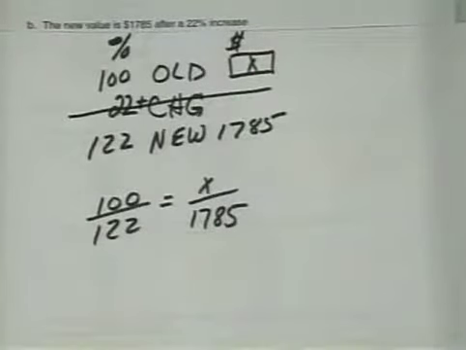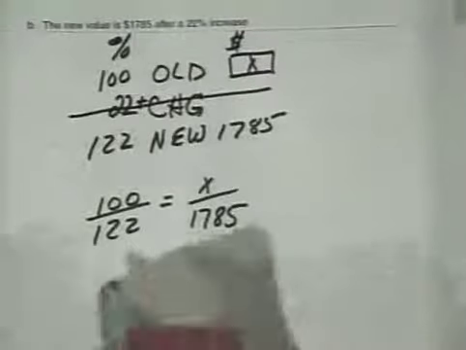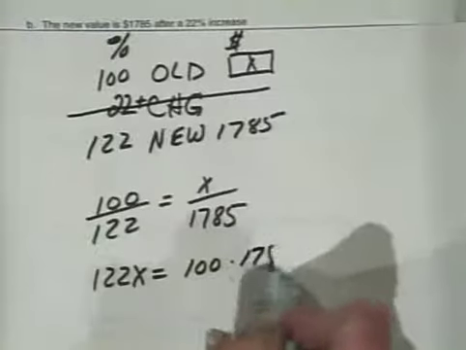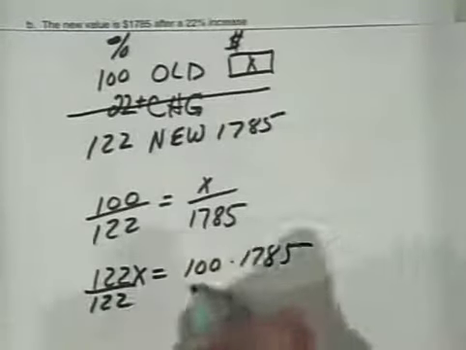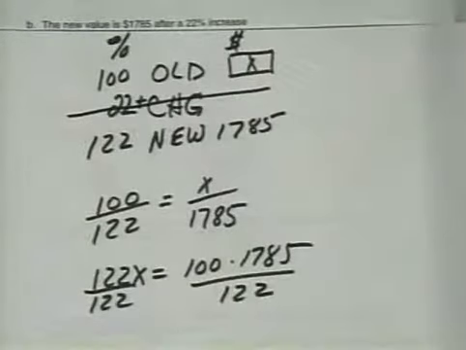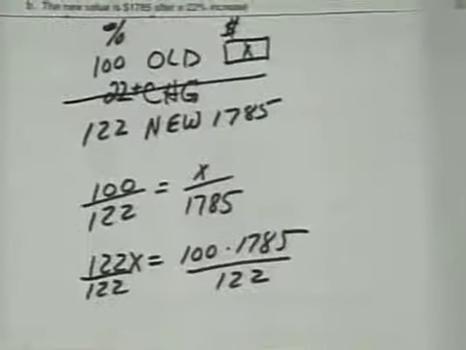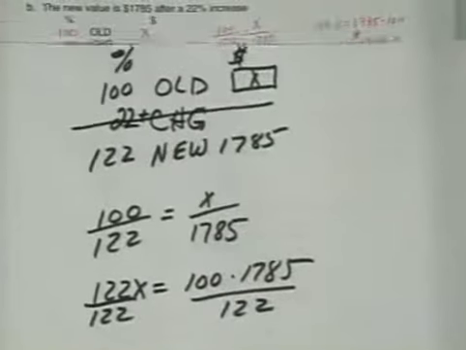Cross multiply. This time we're going to have 122x equal 100 times 1785. Divide by 122. Is that all right? Should the number that I get up here for x be bigger than 1785 or smaller than 1785? Smaller. Very good. And it should be, because the new represents an increase from the old number.